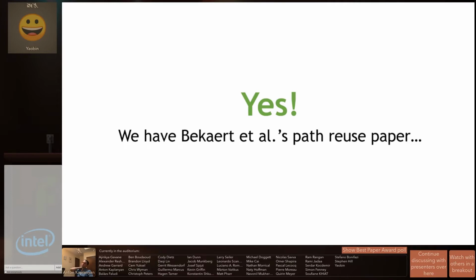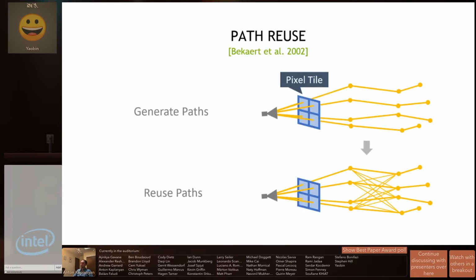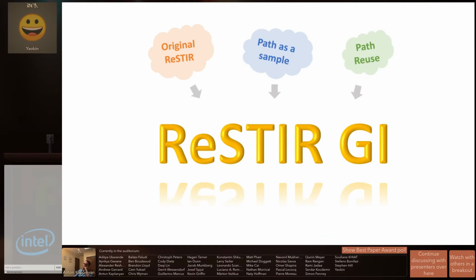Luckily, the answer is yes, because we have Bekaert et al.'s path reuse algorithm. In their paper, they divided the screen into pixel tiles. Each pixel traces a path individually and then reuses paths from other pixels in the same tile. Now everything is ready. We have the original ReSTIR, we have the idea of using a path as a sample, and then we have the path reuse algorithm. We're combining these 3 ideas, and then we have ReSTIR GI.